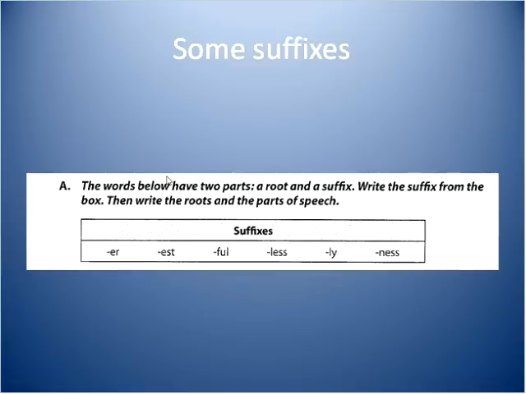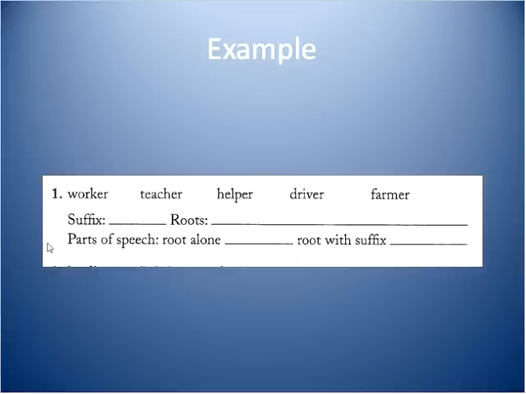Here are some examples of suffixes. ER, EST, FUL, LESS, LY, and ESS. Let's take a look at these examples. Worker, teacher, helper, driver, farmer. The suffix in all of these words is ER. The roots are work, teach, help, drive, farm.